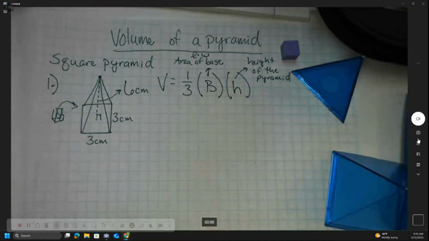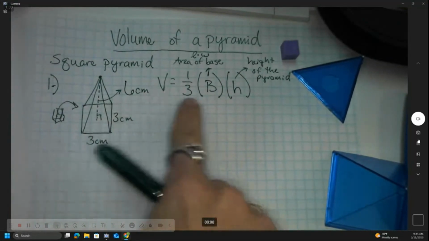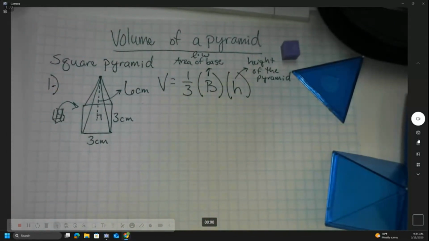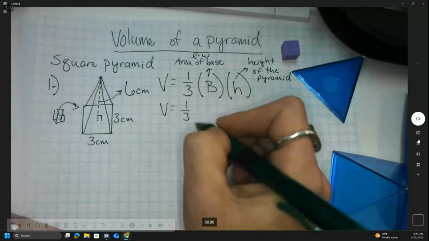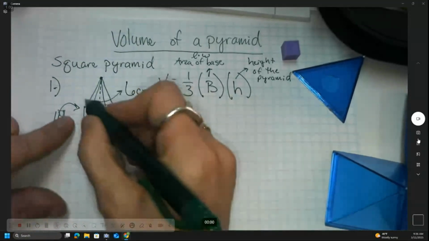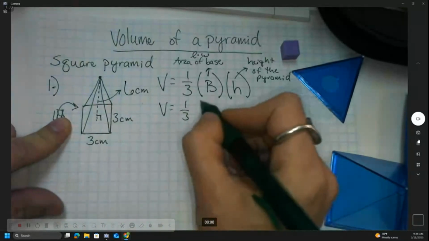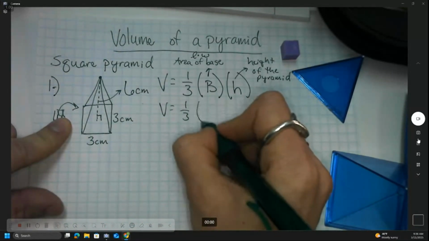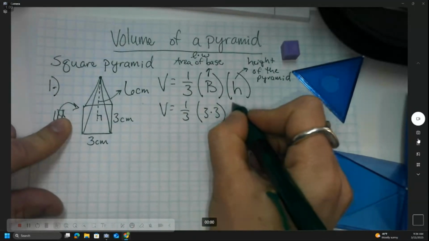Okay, so that was a quick review of what volume is. You're actually measuring how many cubes fit in there. Quick explanation of the formula. Let's plug in what we have. So 1/3 times the base area. The base is the square, so that's length times width. So that's 3 times 3. All right. Times the height, which is 6.